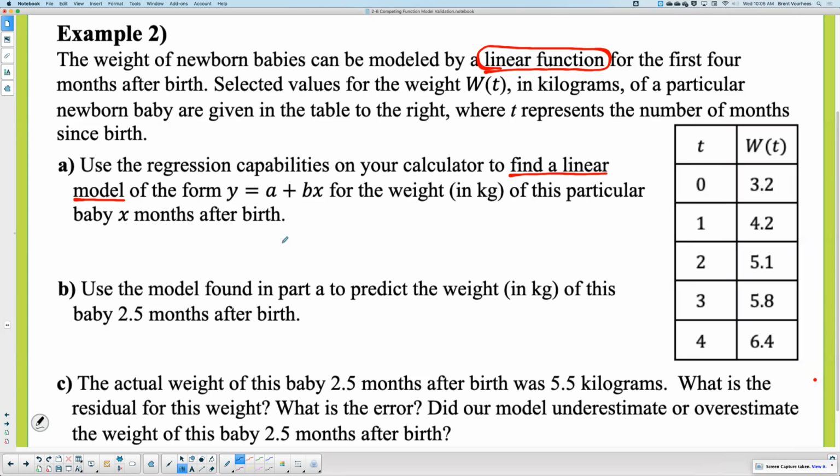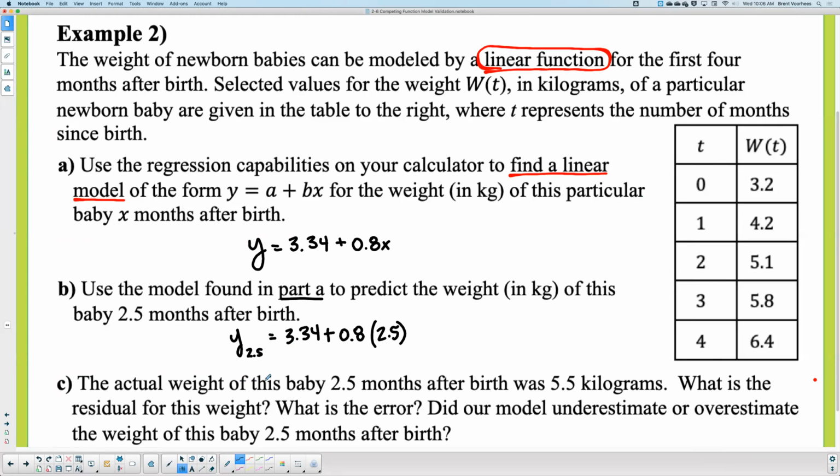So my equation would be y equals, what do we get for A? Plus, what was the B? 0.8x. That was our model in this equation. And it says use the model found in part A to predict the weight of this baby 2.5 months after birth. Okay, what is 2.5? The x or the y? The independent or the dependent? The x. So using this model, we would say that the y value at 2.5, so I'll do y at 2.5 here. The y at 2.5 will be 3.34 plus 0.8 times 2.5. You don't have to put that y with a subscript 2.5, but I'm doing that just to indicate what we're finding.